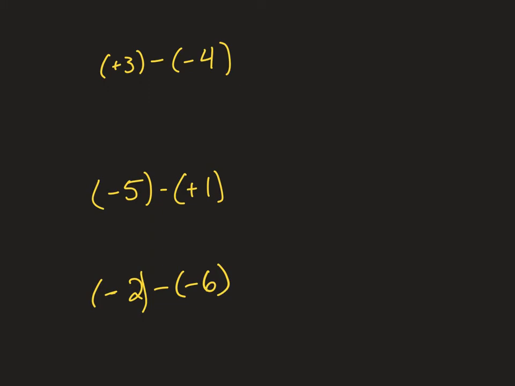Okay, let's take a look at these three over here. So I have three questions. Positive 3 take away negative 4, negative 5 take away positive 1, and negative 2 take away negative 6. What I'm going to do is first of all copy out that first number, and I'm not going to change it. And then I'm going to copy out the second number. The only things I'm not going to copy out are the subtracting and then the sign right after it. So in order to solve it, I need to flip those two signs.